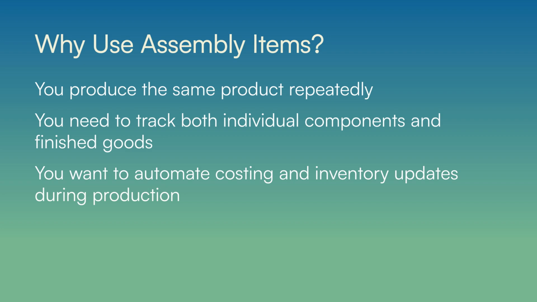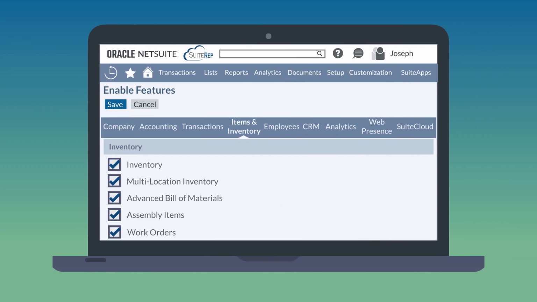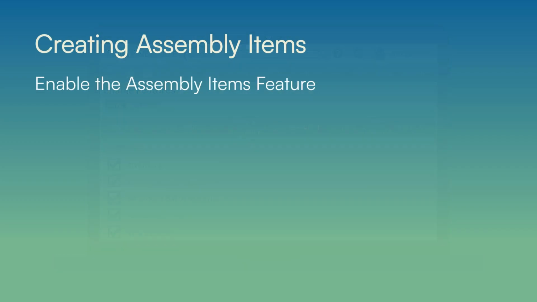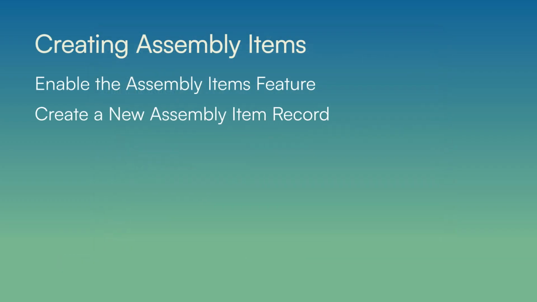Before creating assembly items, you'll need to enable the Assembly Items feature in your NetSuite account. You can do that on the Items and Inventory tab of Enable Features. Once that's turned on, you're ready to start creating your assembly item records.